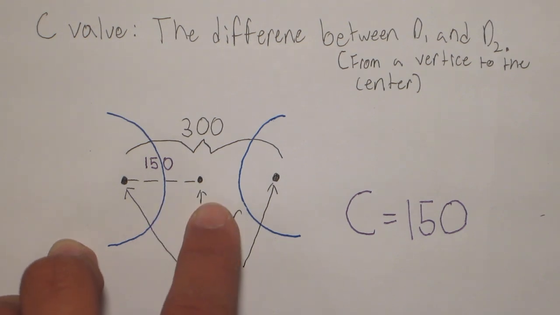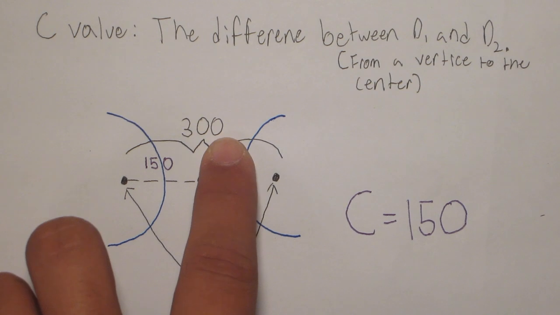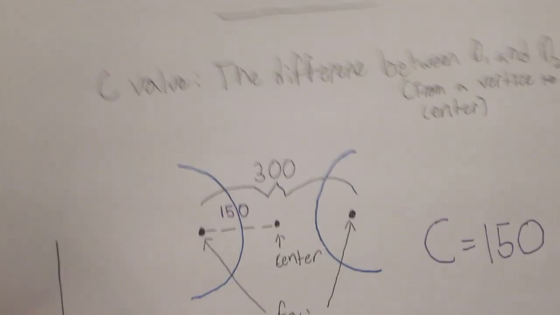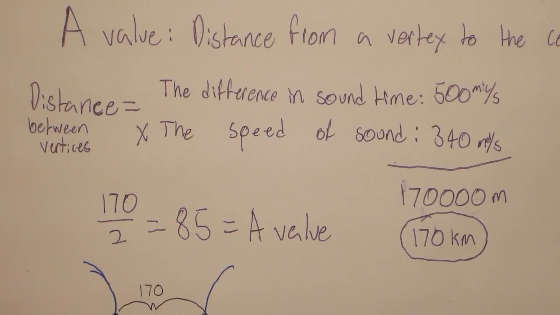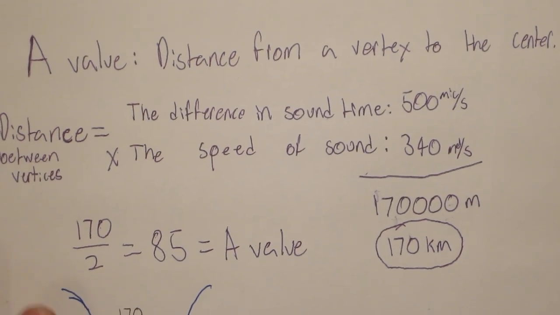Halfway in between is the center. 150 is half of 300, so the c value equals 150. Next, we need to find the a value. The a value is the distance from a vertex to the center.